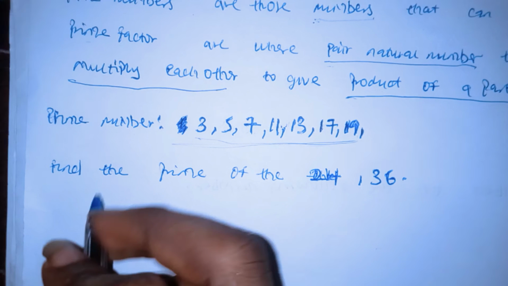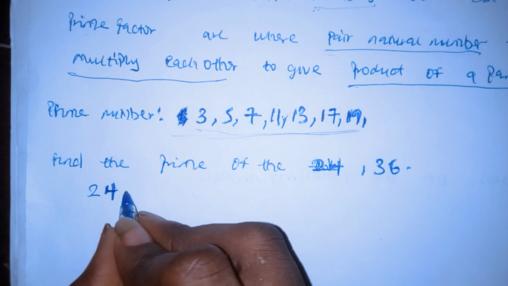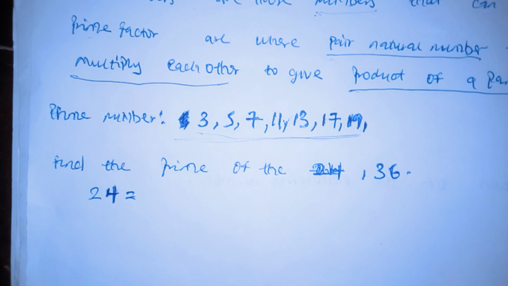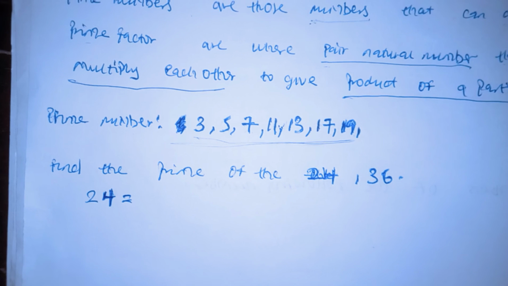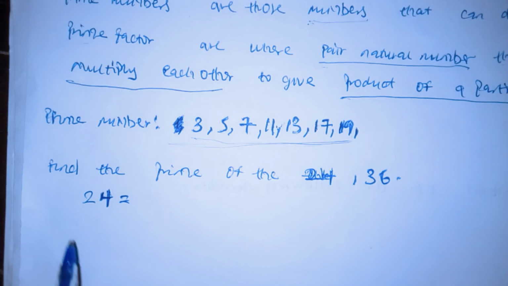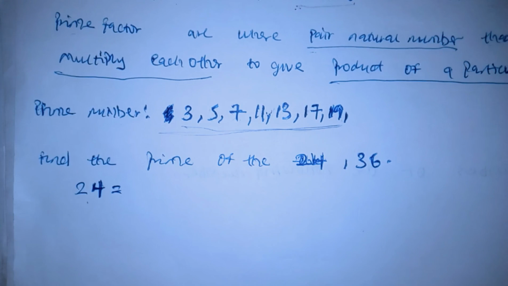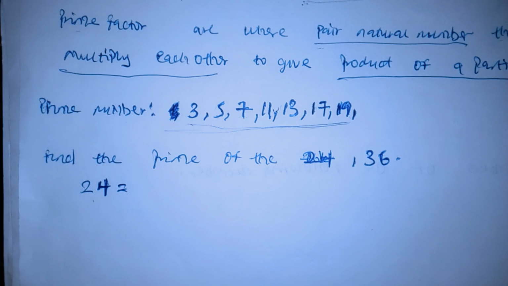It's going to be a pair of two natural numbers. The pair of natural numbers is going to be prime numbers. They will multiply each other to give this. Okay, let's check. 2 is not a prime number. 3 is a prime number. I will pick 3.